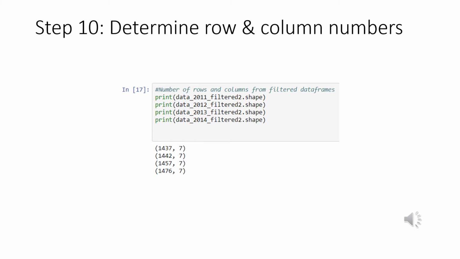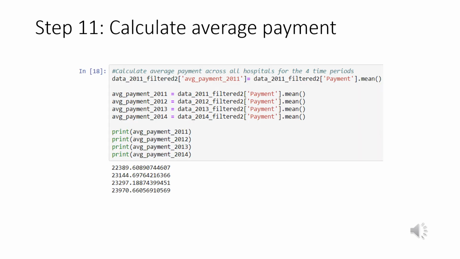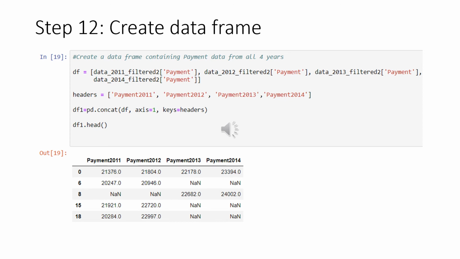In this step, we're determining the number of rows and columns from the filtered data frames. Average payment calculations across the 4 time periods are being done on this slide. We are creating a data frame containing payment information from 2011, 2012, 2013, and 2014, and then renaming those columns to payment 2011, payment 2012, payment 2013, and payment 2014.